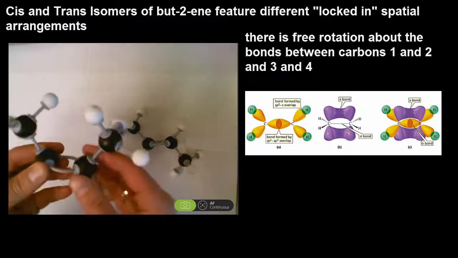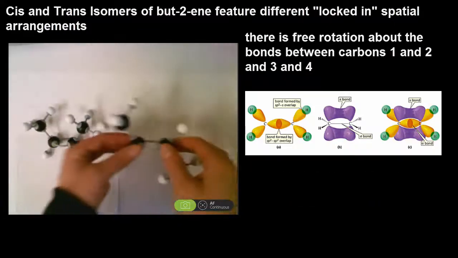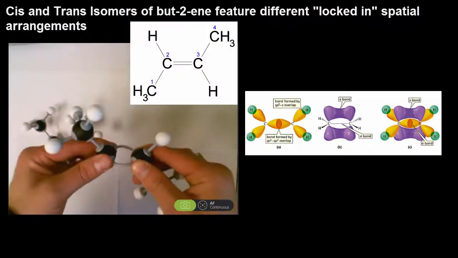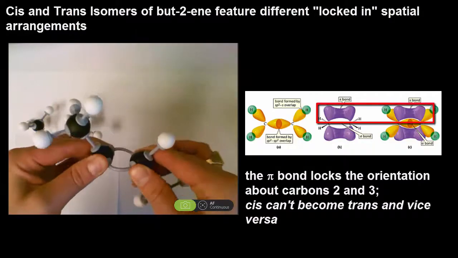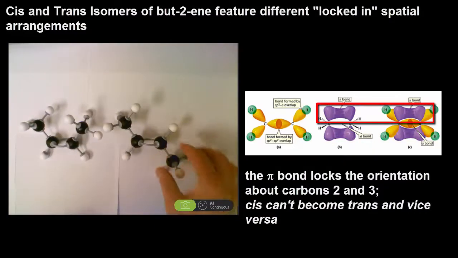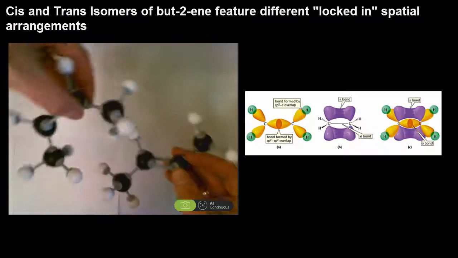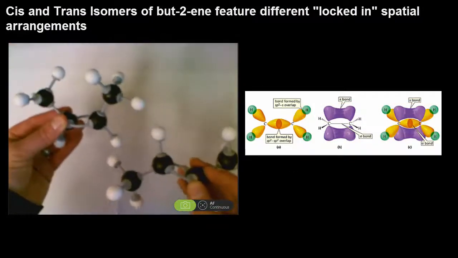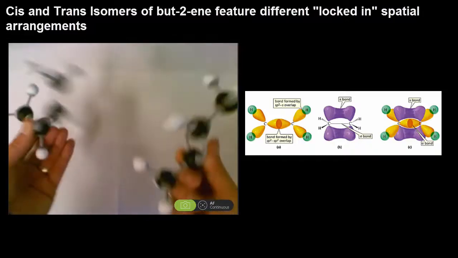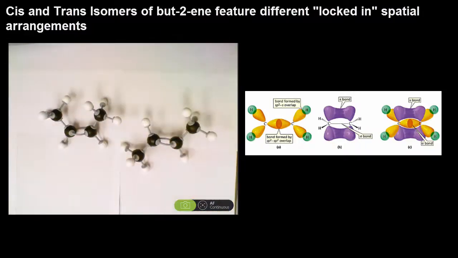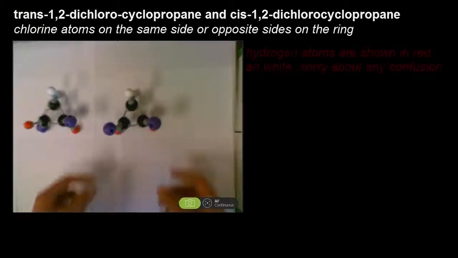If I twist, let's say, between carbons 1 and 2 or 2 and 4, I can twist in both of the molecules. But it's something about that bond between 2 and 3 that doesn't allow me to interconvert. This is the presence of the pi bond. This means that the hydrogens and the CH3s are locked into their arrangements, either above or below, or one above and one below the plane of that bond.